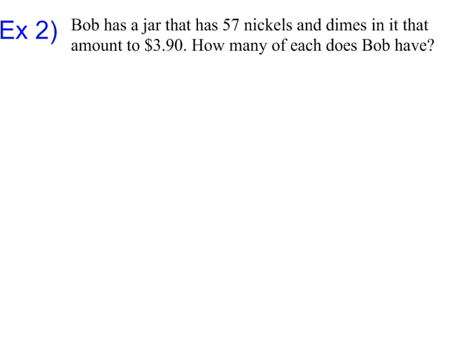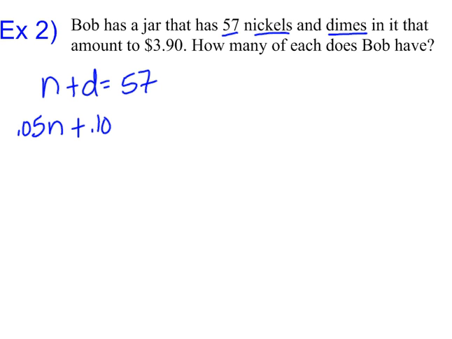Let's try it one more time. Bob has a jar that has 57 nickels and dimes in it that amount to $3.90. How many of each does Bob have? Again, we're going to have one equation about the quantity. We have 57, and we have nickels, and we have dimes. So we'll set that up as n plus d equals 57. And then we'll do our second one, which is about the value. The value of a nickel is 0.05. The value of a dime is 0.10. Equals, and it was $3.90.